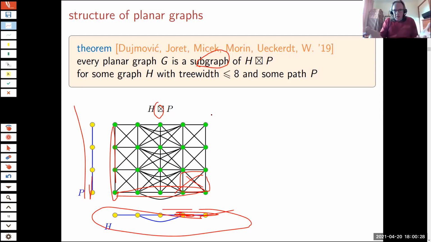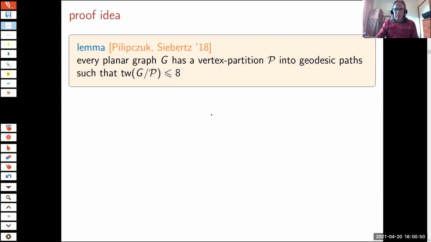It's not obvious, but the theorem says that every planar graph is sitting inside one of these H times P's, where H is bounded tree width. The number 8 really isn't that important. The important thing is that it's a constant in the tree width. So this is the theorem that I'll be discussing at some length. Let me give you a hint about the proof. I'm not really going to be talking about proofs in this seminar very much. I'll just give you a hint.